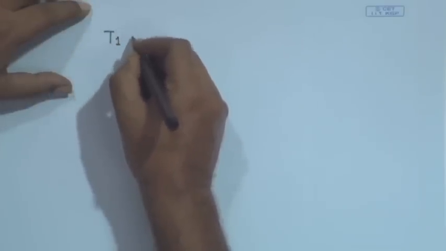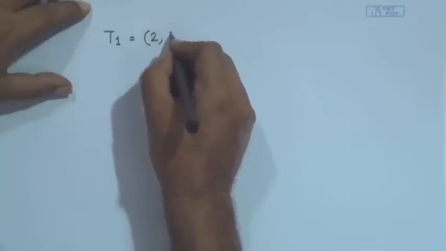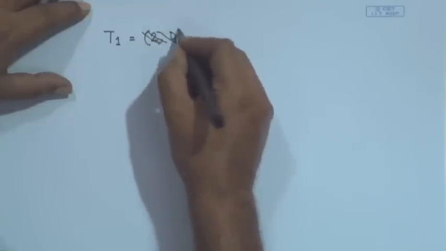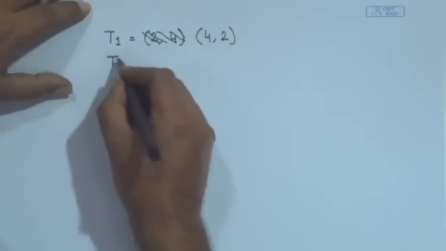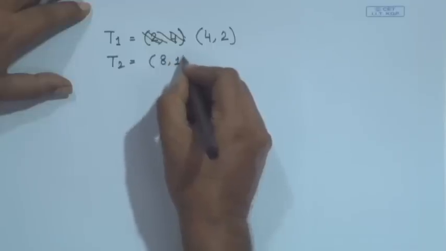Let us take another example of this. Suppose I have got, pardon, any questions? Okay. So, let us take another example, a task set. T1 has got 4 2, and T2 is another task, that is 8 1.